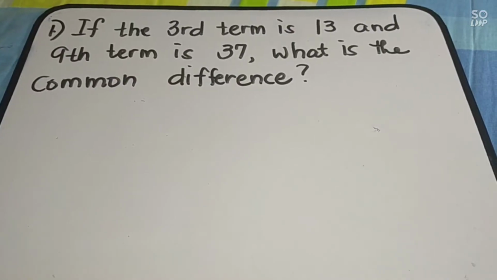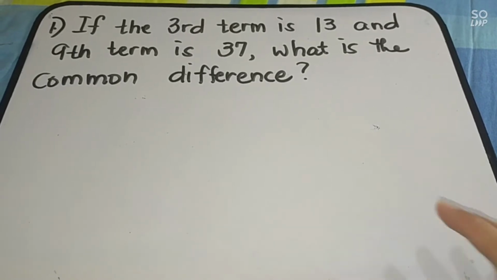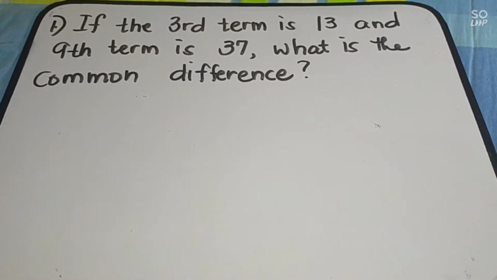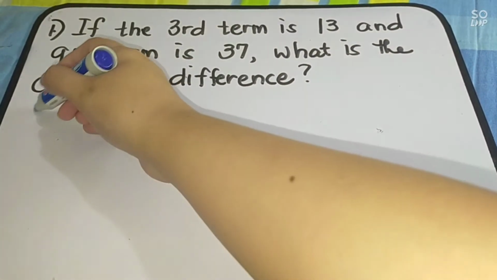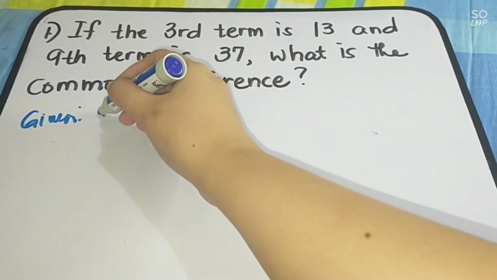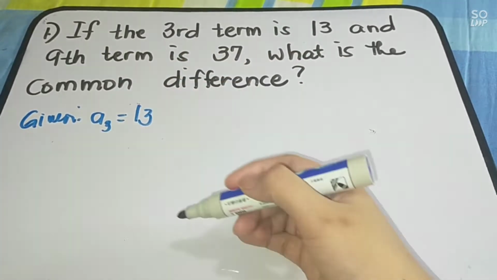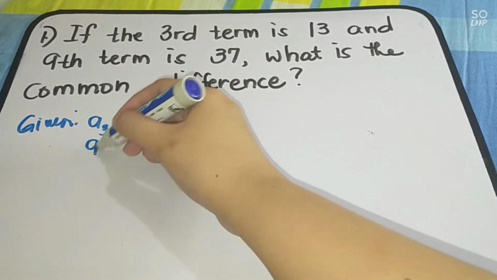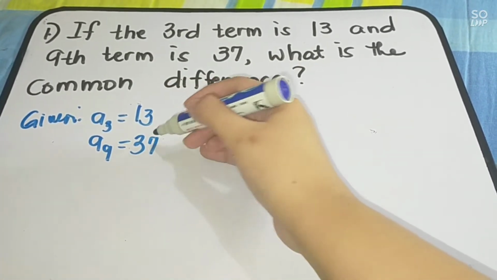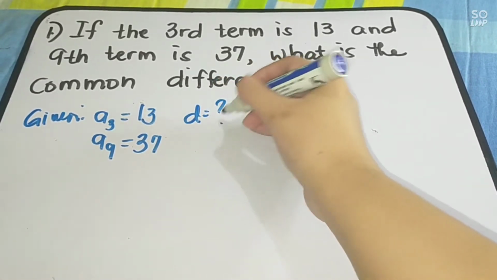Example number 1. If the third term is 13 and the ninth term is 37, what is the common difference? In this case, let us first find the given in this question. So we have the third term, meaning we have here a sub 3 is equal to 13. Next, we have the ninth term, a sub 9 is equal to 37. And then, we are going to find the common difference, which is d.